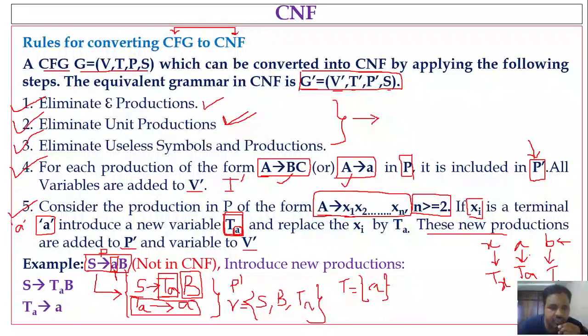So what is the new production here? TA denotes small a. So that is the new production. So it could be added to P dash. What is the new variable here? TA. So that will be added to V dash. Okay. So that is the meaning. So I have explained the same thing here with an example. I justified that point with an example.